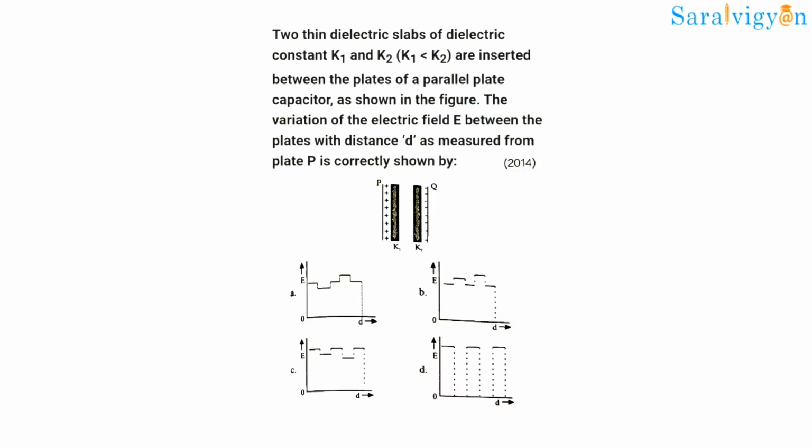Two thin dielectric slabs of dielectric constant K1 and K2 are inserted between the plates of a parallel plate capacitor as shown in the figure. The variation of the electric field E between the plates with distance d as measured from plate P is correctly shown by which graph? There are four graphs given as our options.